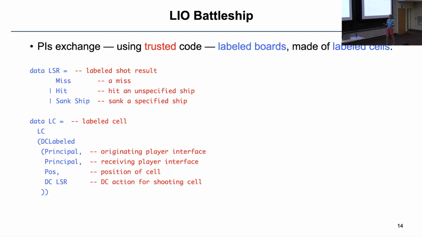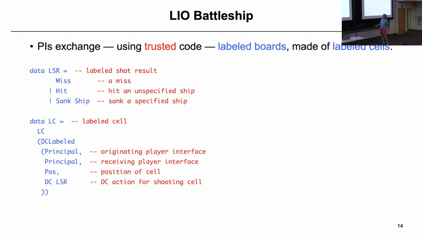So the player interfaces are first of all going to exchange, and this is key, using trusted code, labeled boards made of labeled cells. A labeled cell is an element of this data type that's here. And so it's labeled by a DC label, which indicates both secrecy and integrity. Inside it, it's got the two principals, the originating player interface, the one whose board this is part of, and the receiving player interface. The reason that we record these two is to prevent replay attacks. And so there are a bunch of subtle attacks that could go on. So this is one of the techniques that we use.